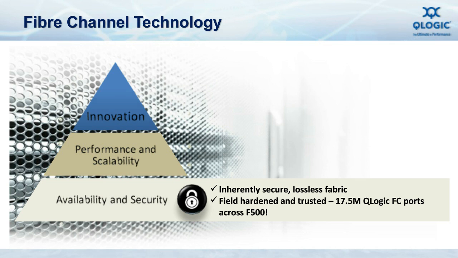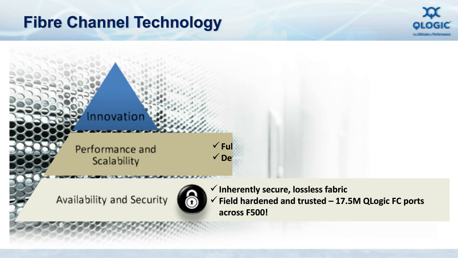And lossless fabric, Fibre Channel as a protocol is lossless. It is not going to drop frames from you. The technology works on buffer-to-buffer credits where every frame is transported safely, securely, and guaranteedly across the wire. And that has led customers to invest in Fibre Channel. We have shipped 17.5 million QLogic Fibre Channel ports across our top customers right there. This technology is field-hardened and trusted by people looking to build the most available and secure environments around the world.